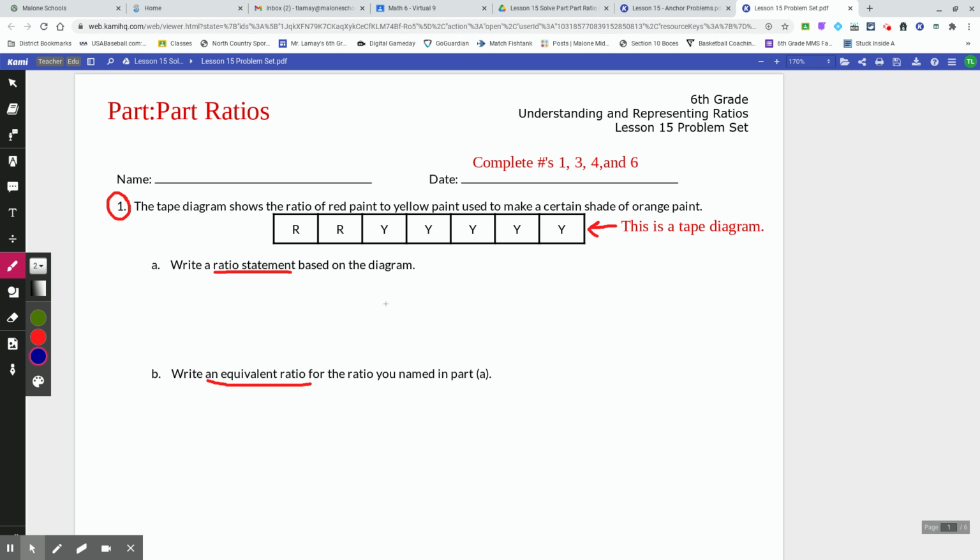Now for your homework, notice you have to do numbers 1, 3, 4, and 6. So I put a little note here. This is a tape diagram. They use red paint, the yellow paint. They want you to write a ratio statement, like 4 eggs to 6 cups of batter, right? Then you have to write an equivalent one, so maybe like doubling the ratio or tripling the ratio. That's what they mean by equivalent one.